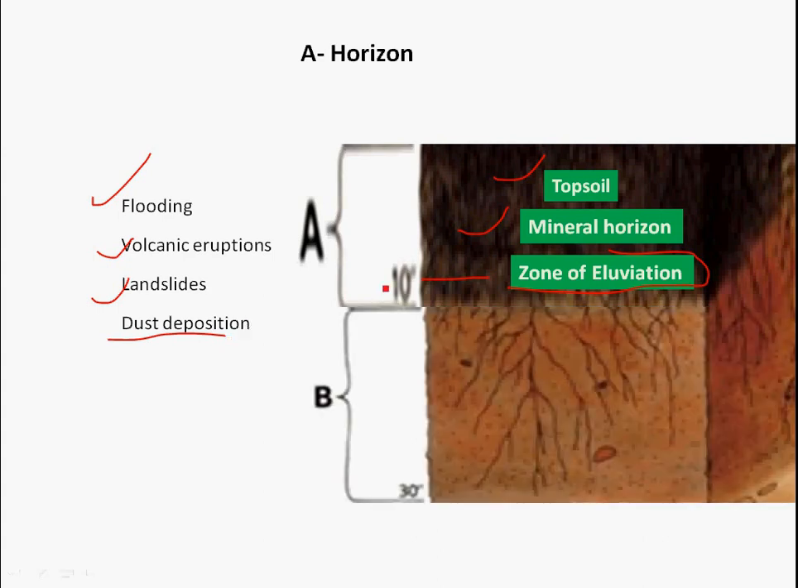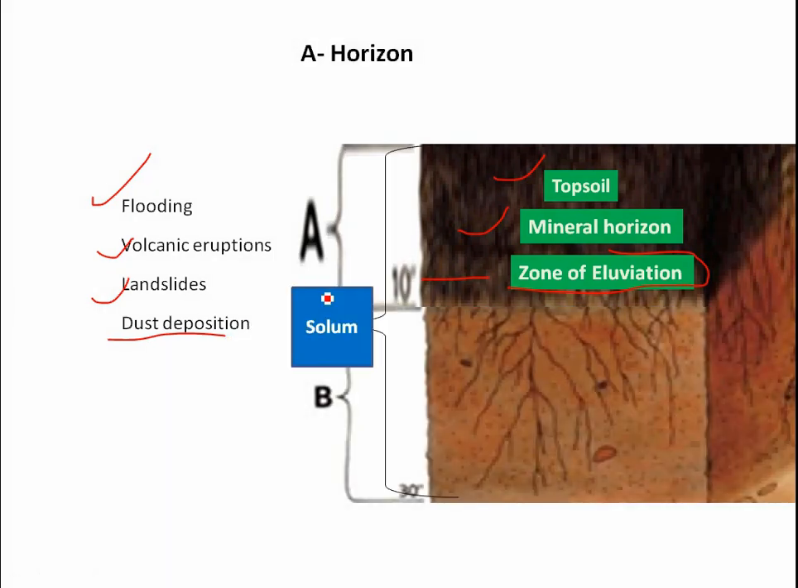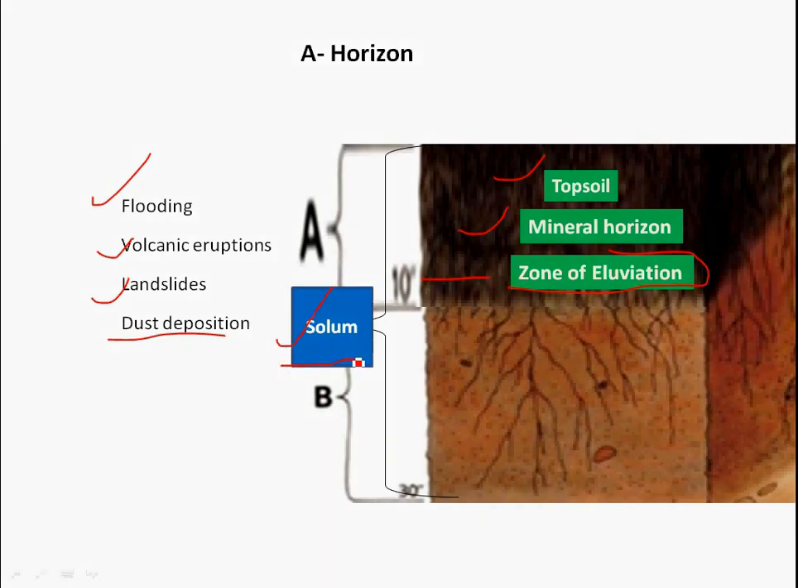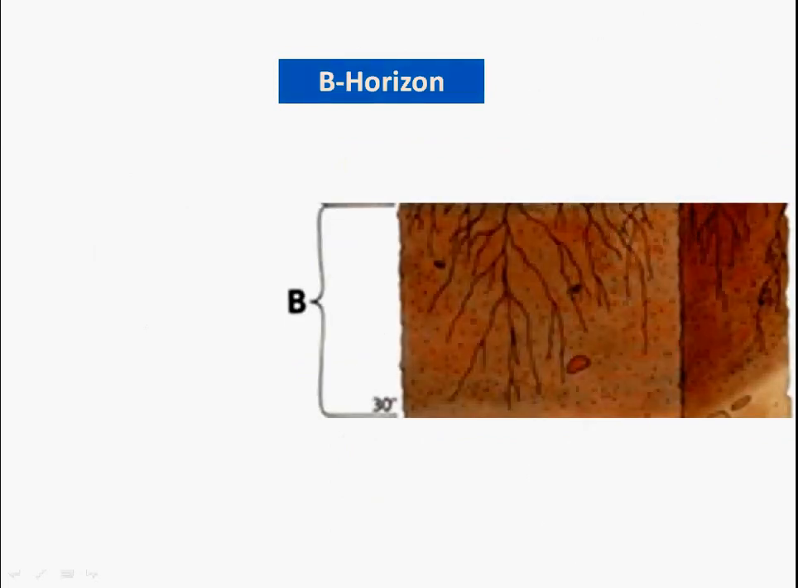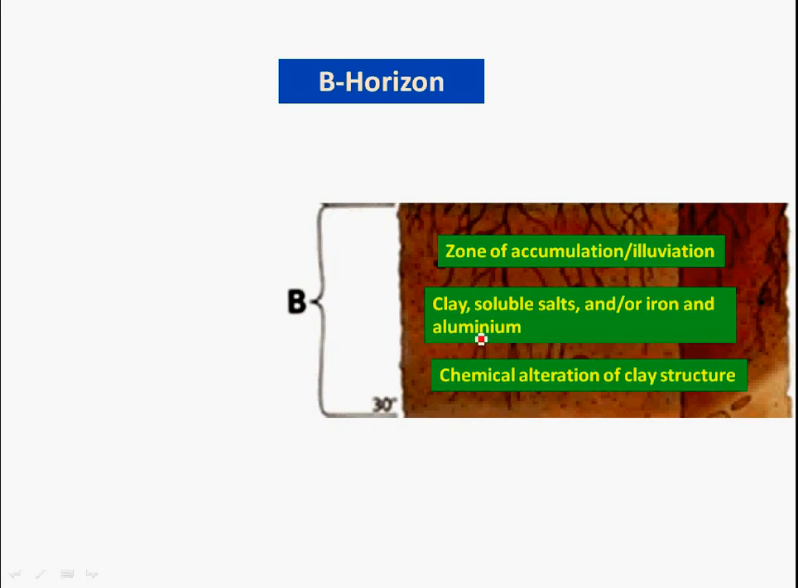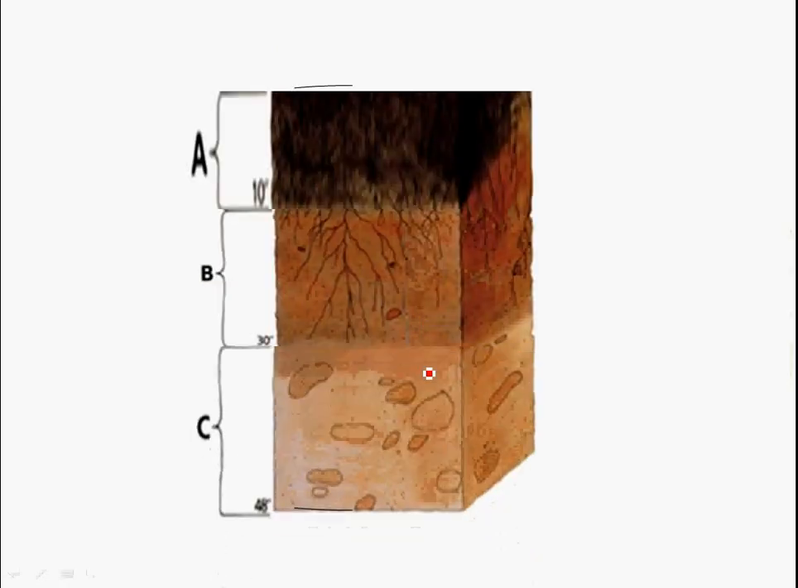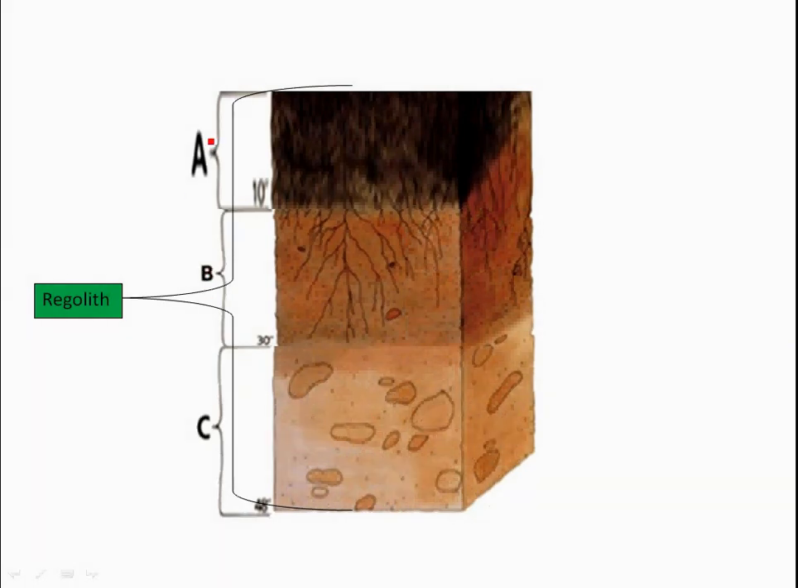If we combine the B horizon with the A horizon, it is called solum, and many times we call it the true soil. Now the basic properties of the B horizon. The B horizon is the zone of accumulation, sometimes called the zone of illuviation, and clay, soluble salts, iron and aluminum are deposited here, and chemical alteration of the clay structure occurs here.